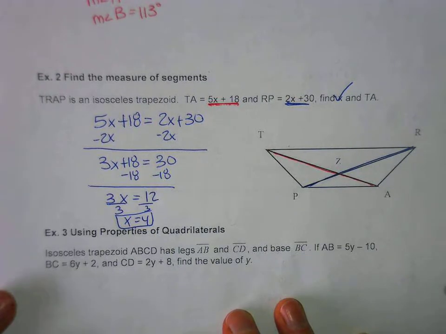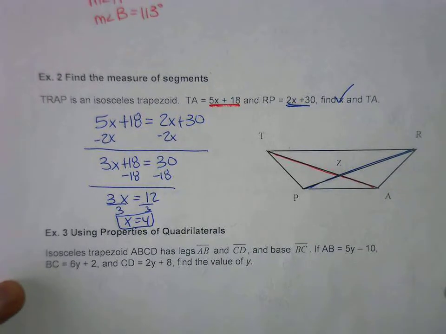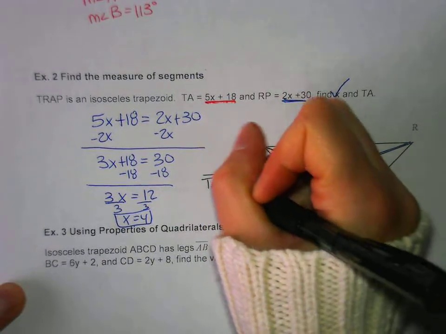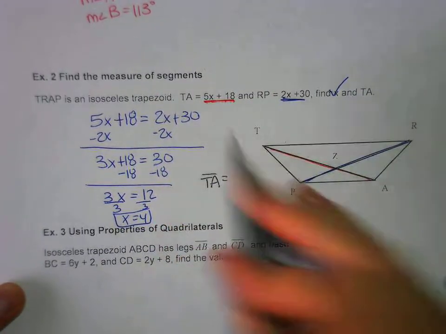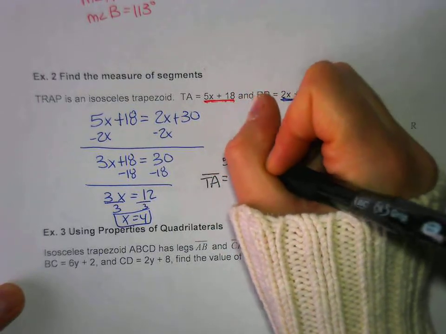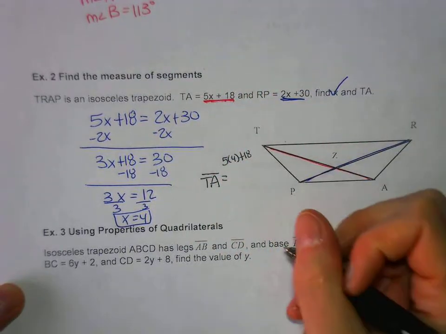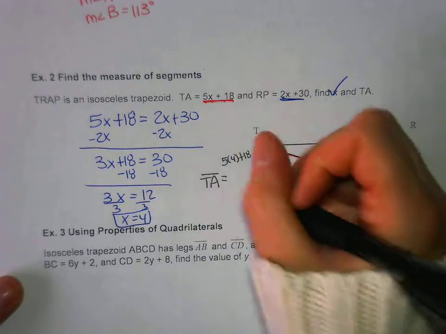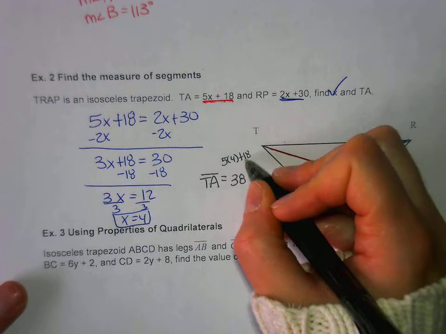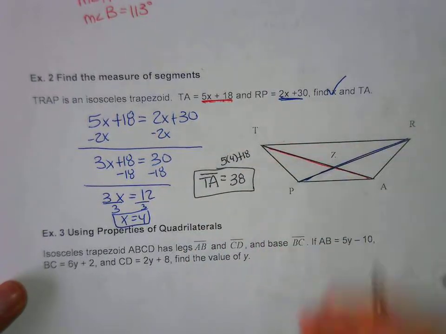But it also asks us to find the length of TA. So if I look at TA, it is 5x plus 18, but if I know my x is 4, if I did 5 times 4 plus 18, that means the length of TA is going to be 38. 5 times 4 is 20, plus 18, 38.